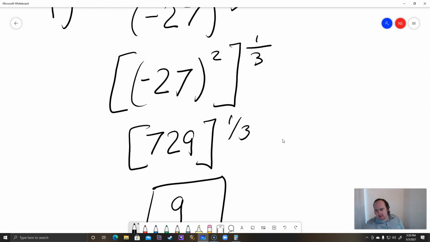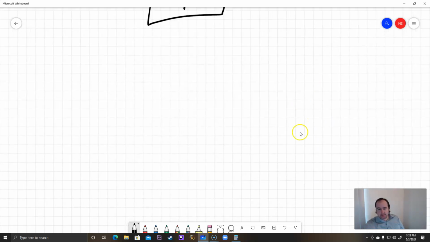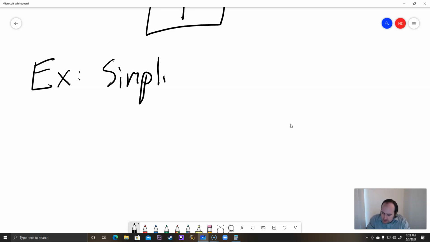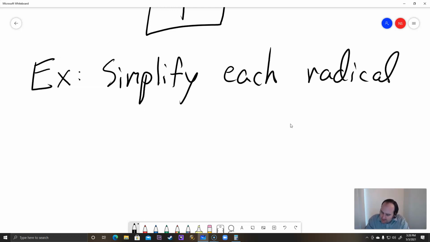Okay, so that completes the portion of the lecture that's about rational exponents. Our next topic is going to be simplifying radical expressions. So, new example. Simplify each radical expression.